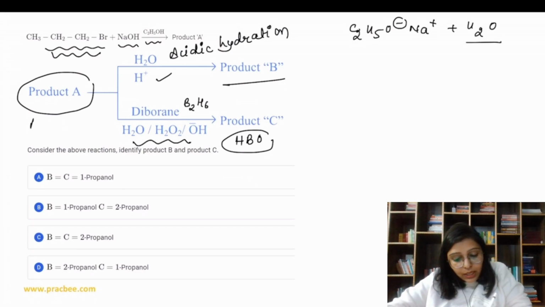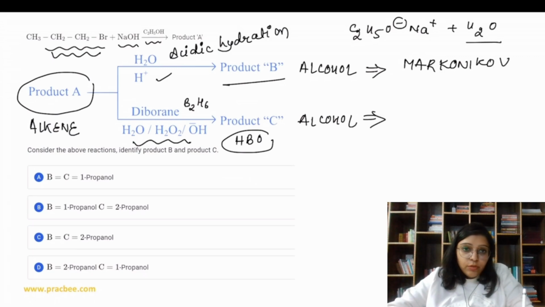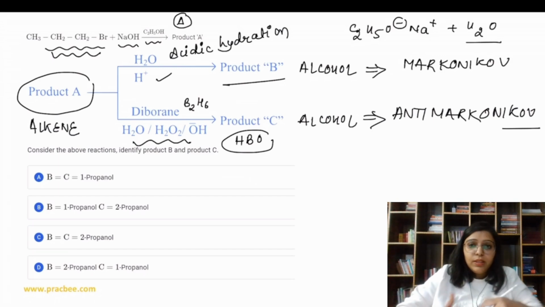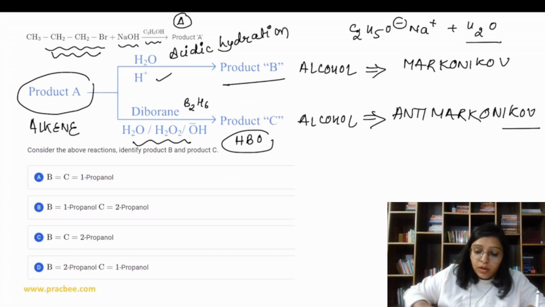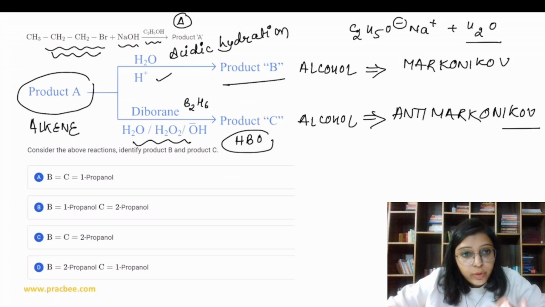So it means product A should be an alkene. And here we get alcohol. Product B is going to be alcohol. Even product C is also alcohol. But here we have to form alcohol by Markovnikov addition. Markovnikov addition. And here we have to form alcohol by anti-Markovnikov addition. Understood? So heating should be there in this question, right? Heating should be given, but if it is not given, then we have to check other factors which can decide how the reaction proceeds. Okay, so here we are going to form alkene.